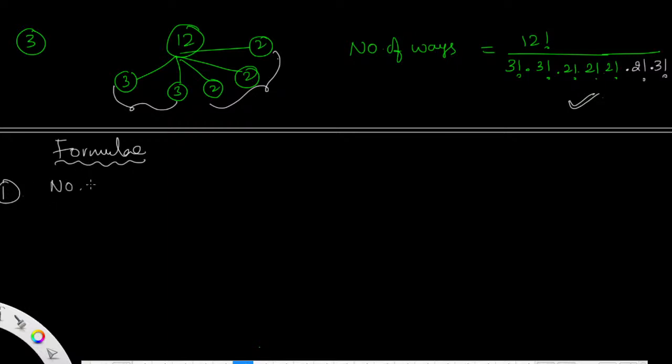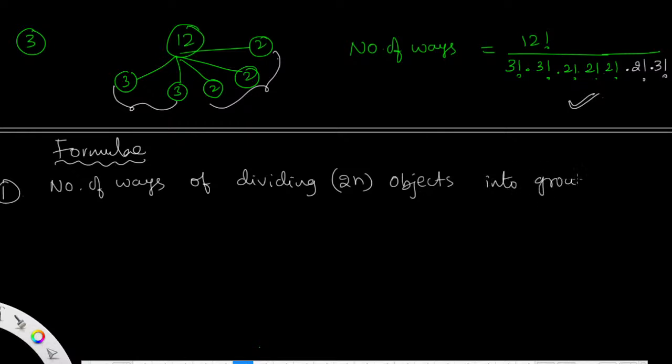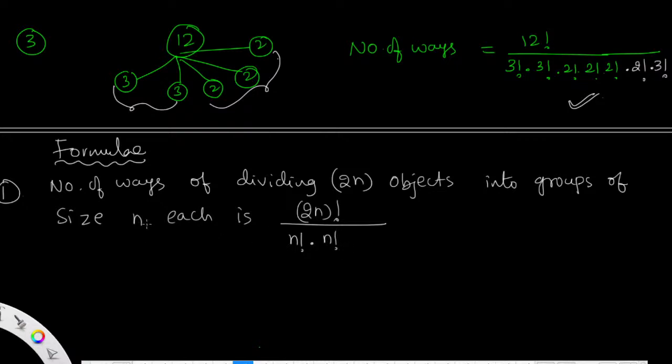So, number of ways of dividing 2n objects into groups of size n each is 2n factorial overall total divided by n factorial into n factorial into, what we have to write here, 2 factorial. That is to write fast. Then the formula is like this.